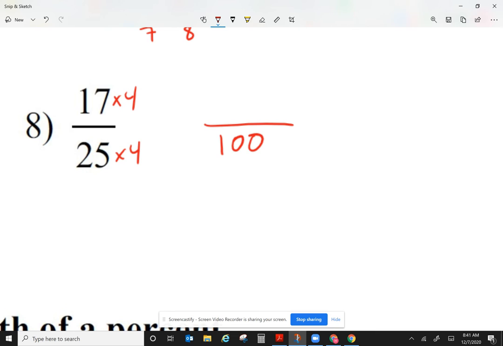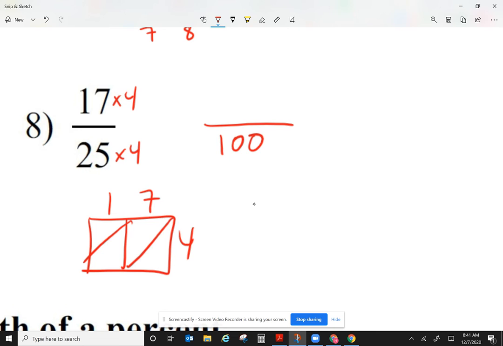Now I need to know how much is 17 times 4. That's my answer on the top. I know how to multiply it using my boxes. 17 times 4. 1 times 4 is 4, 7 times 4 is 28. There's the 8. 4 plus 2 is 6. So in this case, I get 68. 17 times 4 is 68.